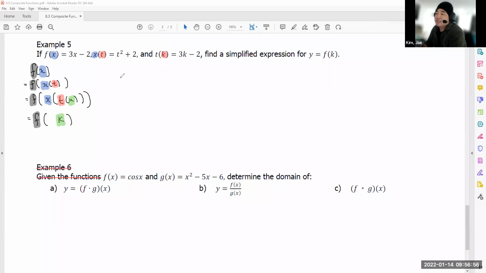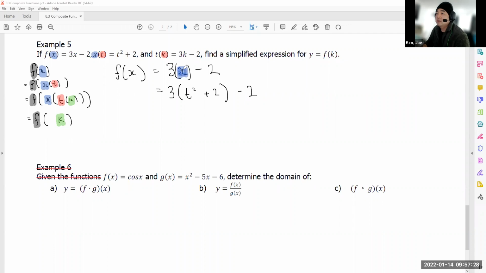Okay, let's just get to it. f of x is going to be 3x minus 2, right? Which is the same as 3 of t squared plus 2 minus 2. And let me see if I can color code this the same way I did before.